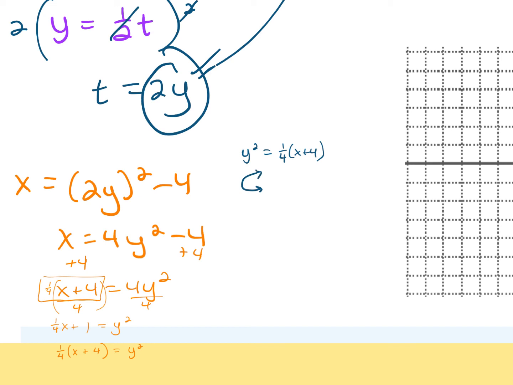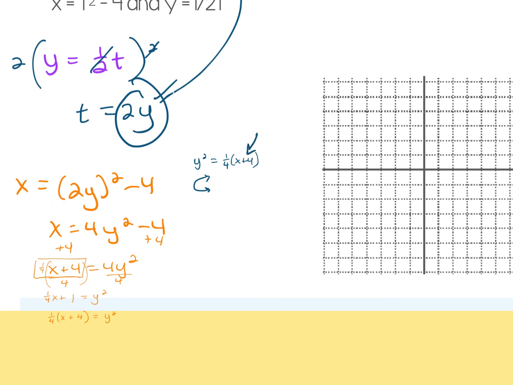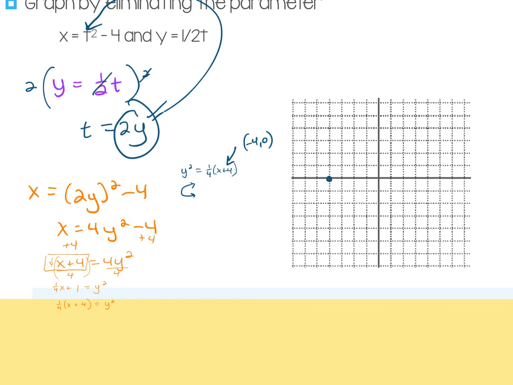I don't need you to go much further than a direction and a vertex. You don't need to find the focus and the directrix for me on this one. You just want to know that your vertex would be the opposite of what follows x, so -4, and the opposite of what follows y, 0. So -4, 0, and it's pointing to the right.